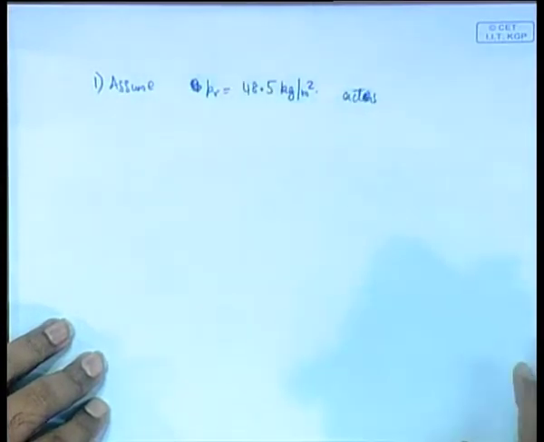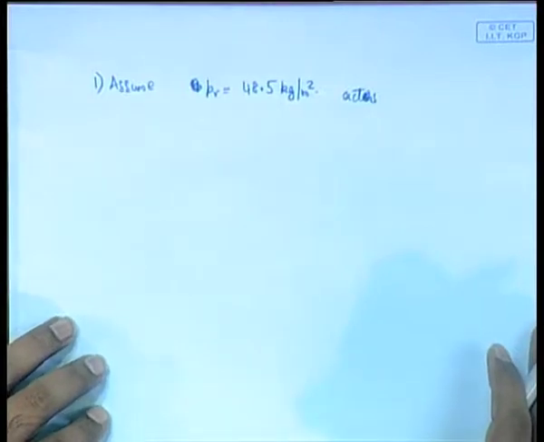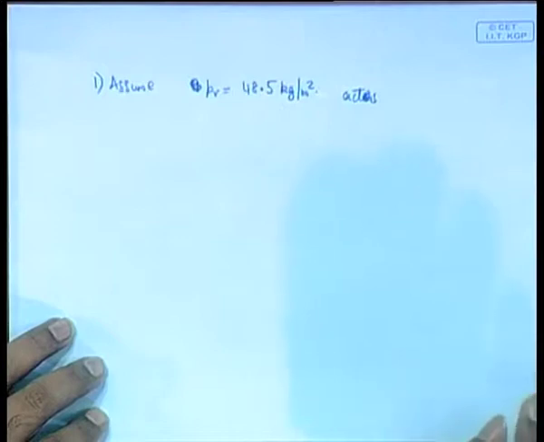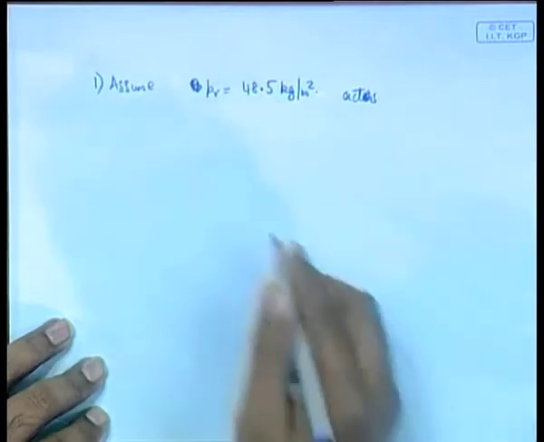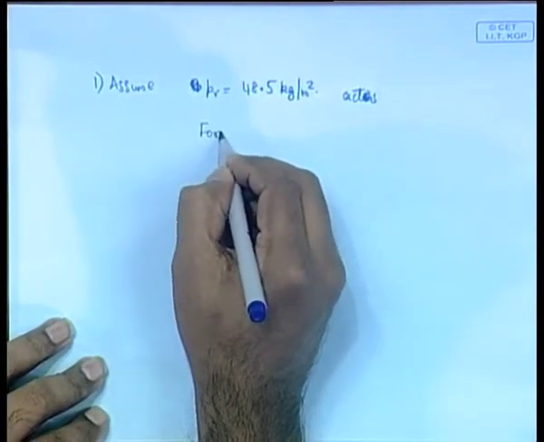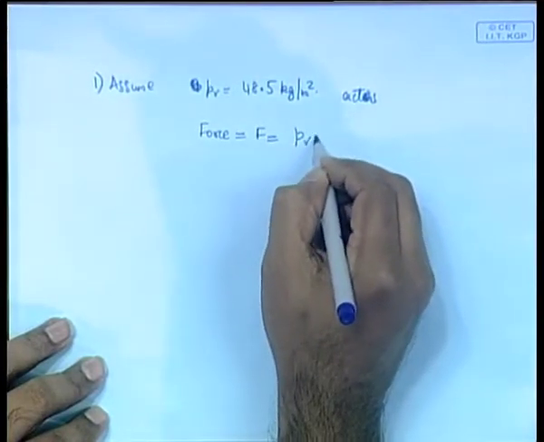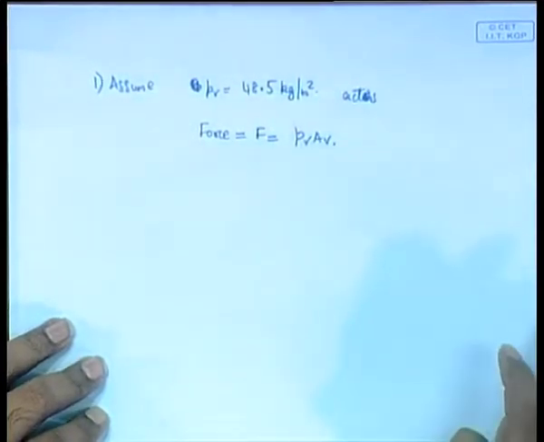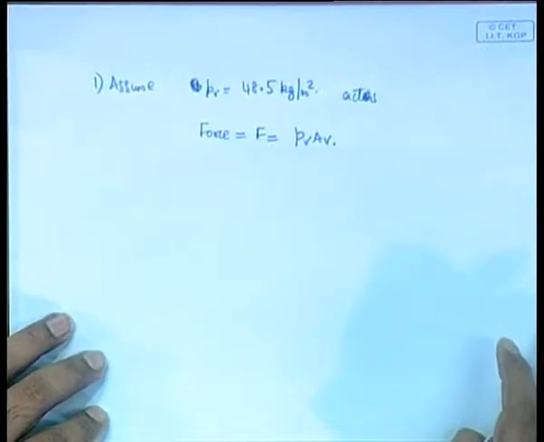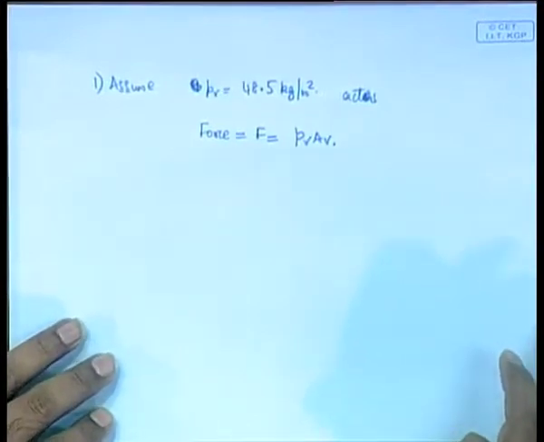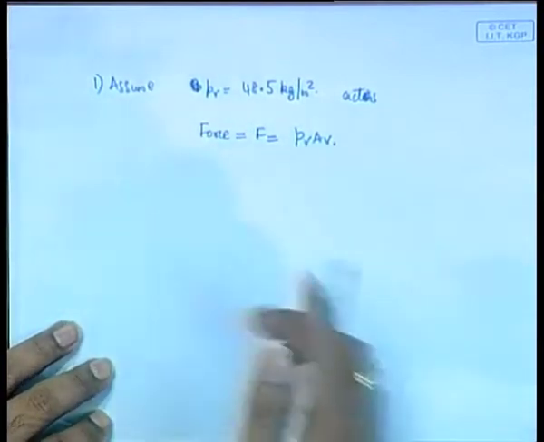A wind with this much pressure equal to 48.5 acts continuously, it is a steady wind. Now, this produces a force F given by this pressure into windage area. This will give you the force due to the wind.